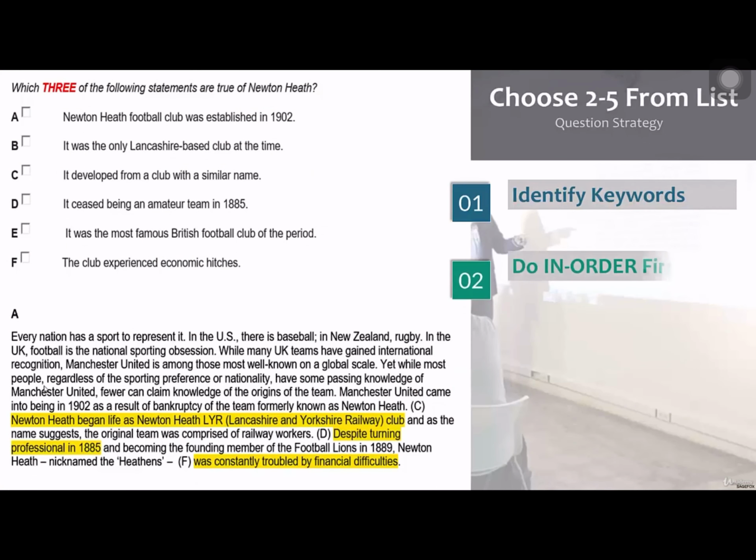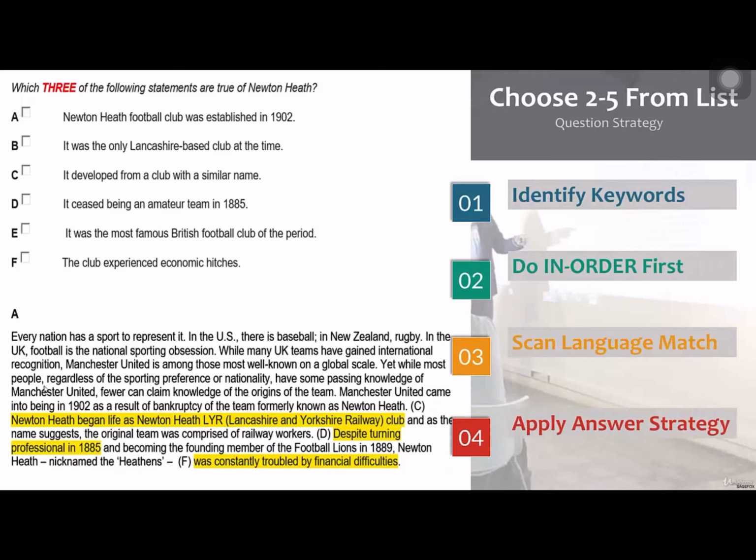Now in this one, what they're doing is you're able to pull all the statements about Newton Heath from paragraph A, because paragraph A was only about Newton Heath. So if you look here closely, you can see choice C, D, and F, right?